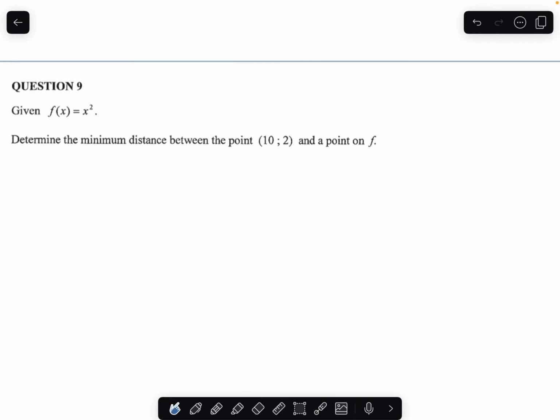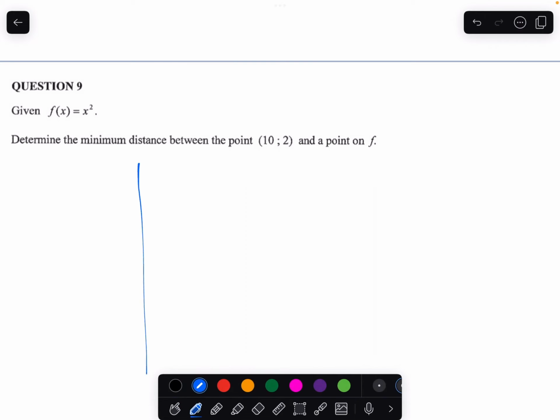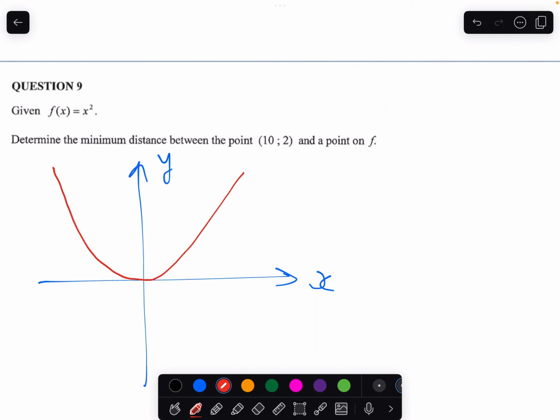Okay, so we have got f of x is equal to x squared, which is just this parabola. Well, not this one exactly, but a very basic parabola, turning point on the origin, hasn't moved left or right, up or down, etc. And then we've got the point, let's say somewhere here, the point 10, 2, right? And we want to find the shortest distance between 10, 2 and some point on f, right?